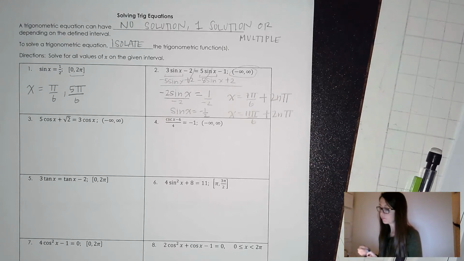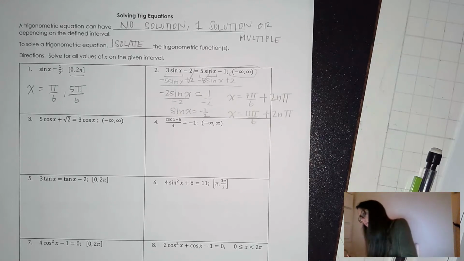Okay? All right, so I want you to do number 3 and number 4 for me real quick. So try number 3 and number 4 for me.